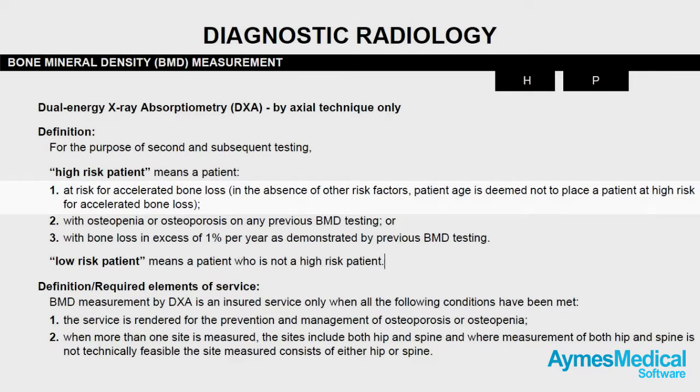accelerated bone loss. The second definition indicates that if a patient has osteopenia or low bone mass, or osteoporosis on the current or any previous BMD testing, they are deemed to be high risk. The third definition indicates that if the patient has had bone loss in excess of 1% per year, as demonstrated by previous BMD testing, they are also high risk.